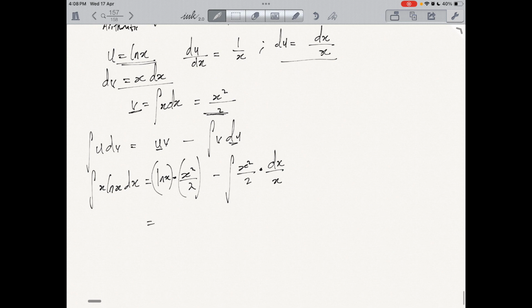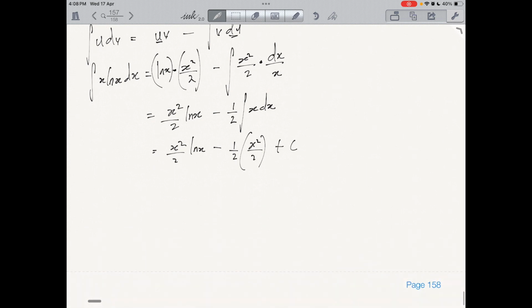So simplifying this further, this will give us x squared over 2 ln x minus 1 over 2, as a constant, integral of x dx. So this is x squared over 2 ln x minus 1 over 2, and integrating x, we will have x squared over 2 plus c. So we can factorize using x squared over 2, and this will give us x squared over 2 times ln x minus 1 over 2, plus c. And this is the final answer for the integral of x ln x dx.